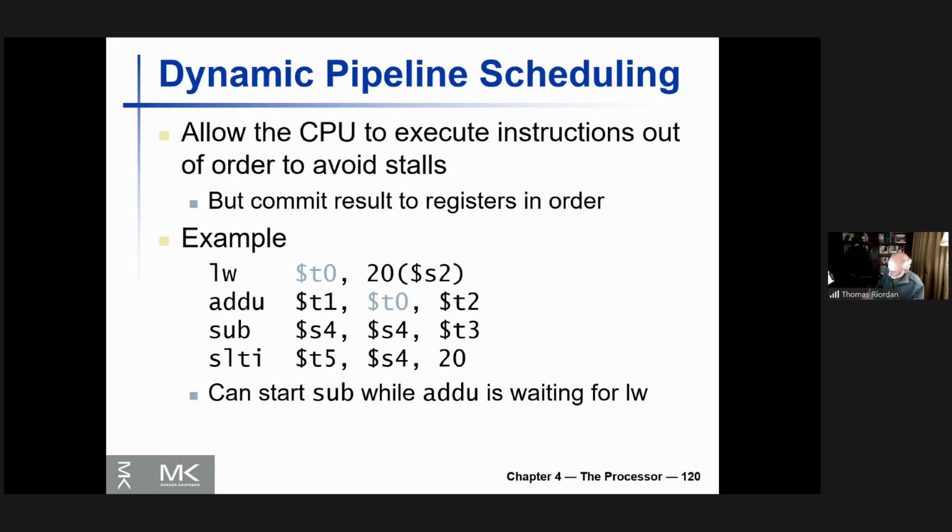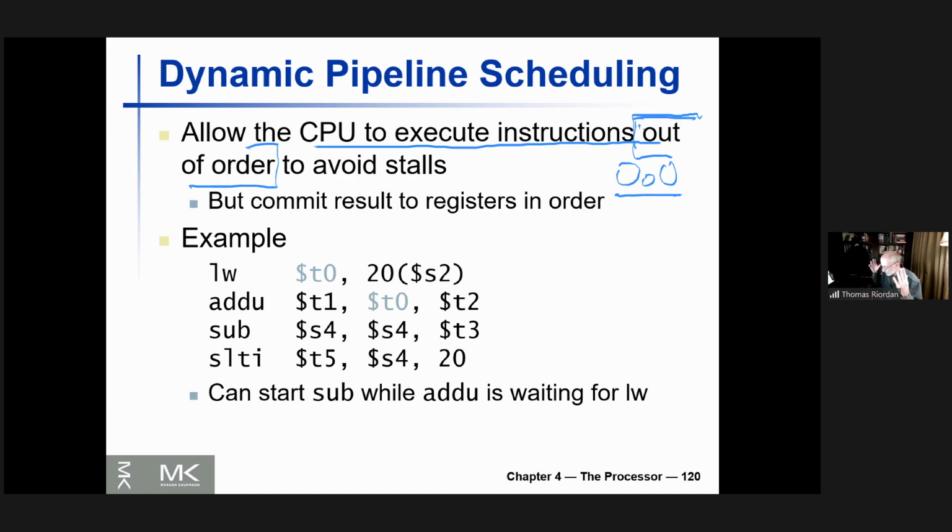So here's what we do. Again, allow the CPU to execute instructions out of order. So here's this term. And this term has become so important that it has its own little TLA here, OOO, out of order. So all modern, very high performance processors are all out of order processors, which means they issue the instructions in whatever order they want.